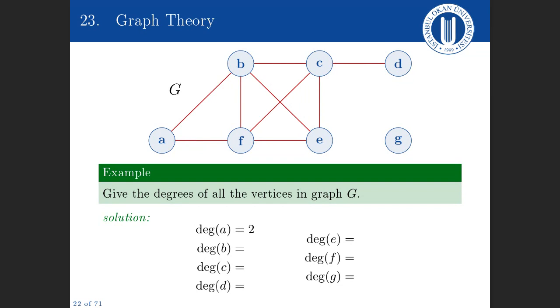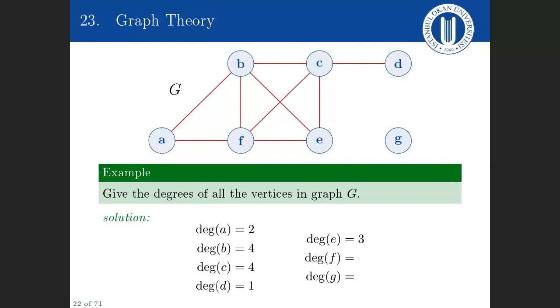Next, look at B. How many edges are connected to B? 1, 2, 3, 4. So the degree of B is 4. The degree of C is also 4 because there's 4 edges connected to it. Vertex D has got only 1 edge connected to it. So the degree of D is 1. And so on. The degree of E is 3. The degree of F is 4. And G doesn't have any edges. So the degree of G is 0.